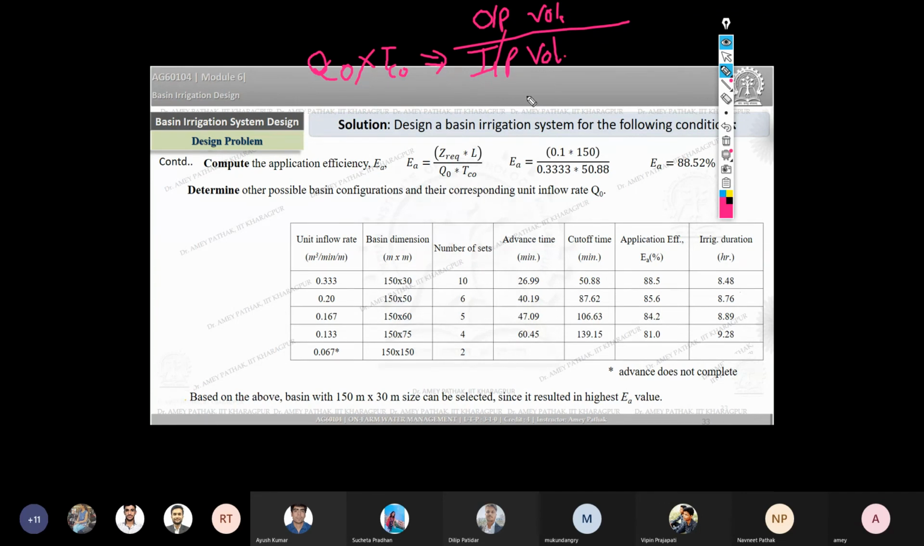Output volume that we have achieved means how much depth. This is your Z requirement for how much length, because we are talking about per unit width. So this is your Z requirement into L into 1. This is your output volume. If you give this as an input, this will give you around 88.52% efficiency. This is based on Q naught 0.33.